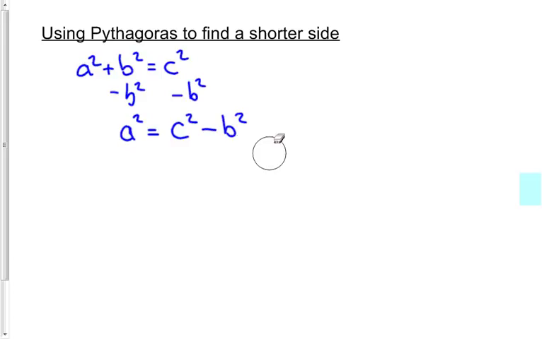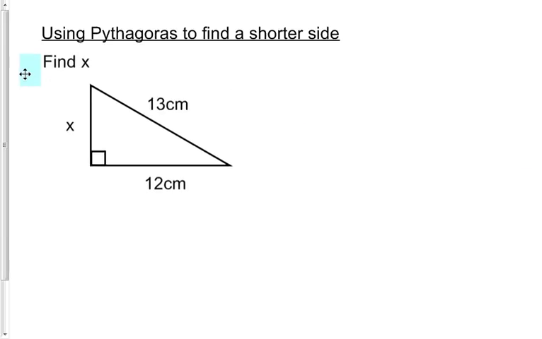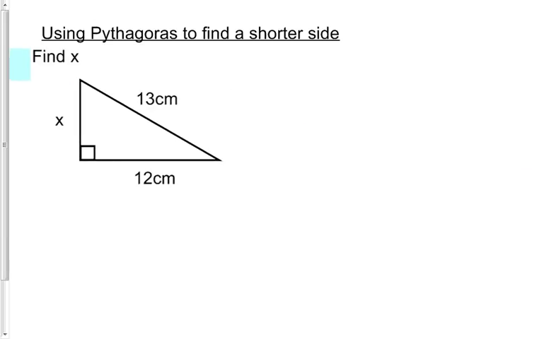So let's have a look at this next question. So we have a right angle triangle here, and we can see that from the right angle in the corner, and we've been asked to find x. Now x, you can see here, is on the left, and we also have the sides 13 and 12. So let's sketch up our triangle, add on our information, and identify our sides.